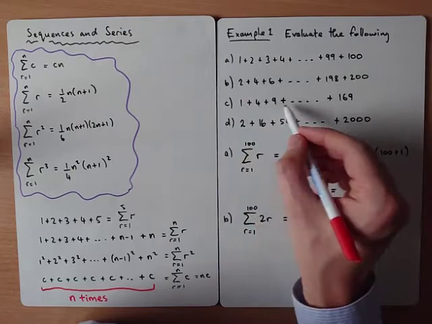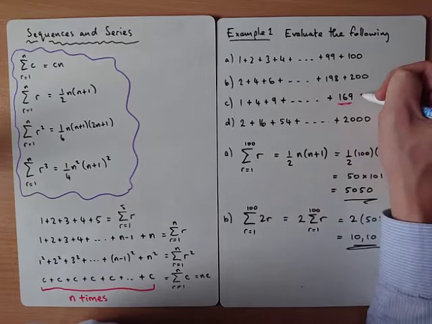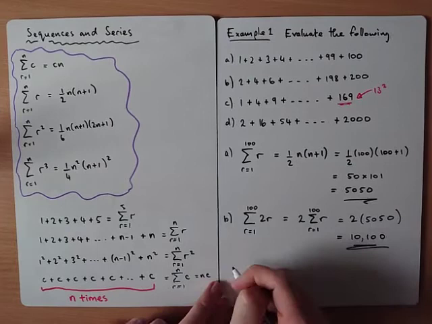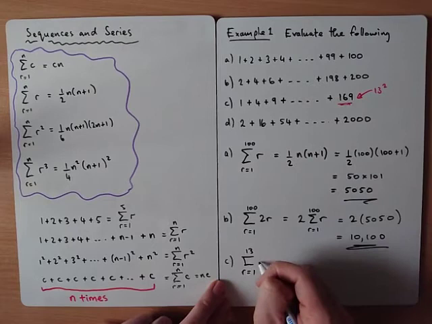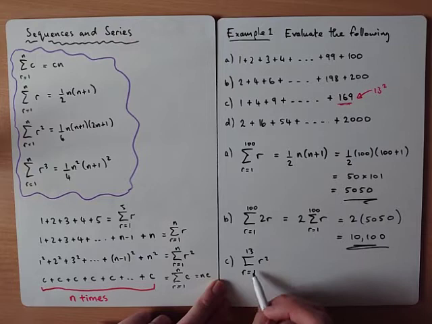And we need to think about, well, how many terms have we got all together? That one is 13 squared. So we could say this would be the sum from 1 to 13. There's 13 terms altogether in the sequence. And the terms themselves look like this. So r squared. Remember, r is our way of counting these individual terms. 1 squared plus 2 squared plus 3 squared, all the way up to 13 squared.